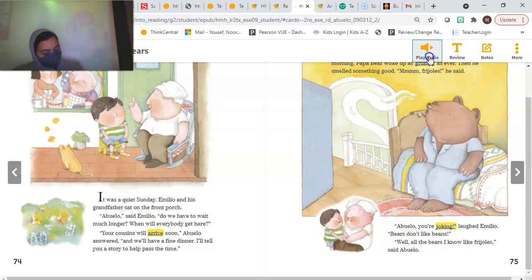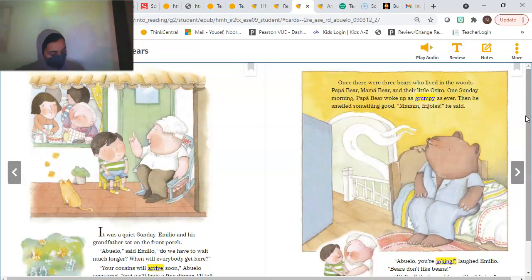What is the problem Emilio has here? Leia? Good. He's tired of waiting for his cousins to arrive. He wants them to get here. And how does his grandfather or his abuelo help solve the problem? He tells him a story. Good. He tells him a story to pass time. And how do the pictures help us understand what's happening? What is the boy doing? He's sitting down and listening. Isn't he listening to his grandpa? Yeah.